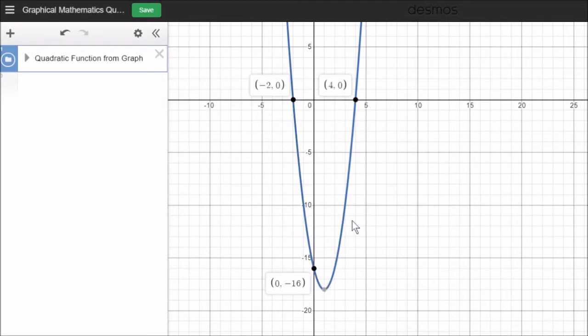So let's go ahead and do that now, and when we're finished we'll put our equation into the graphical calculator and see whether we're correct or not.